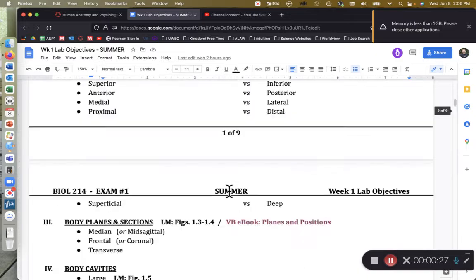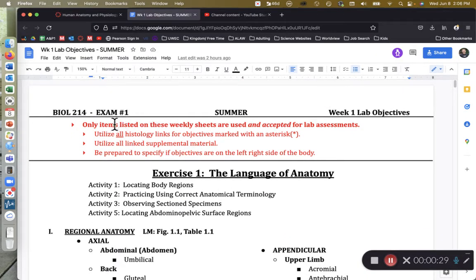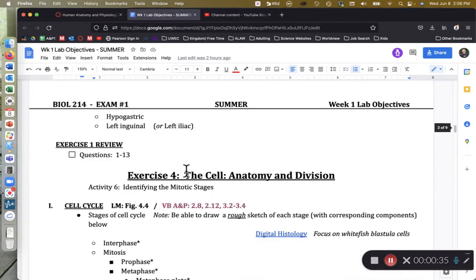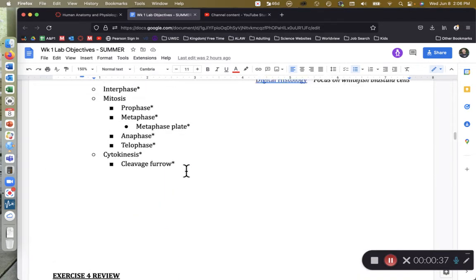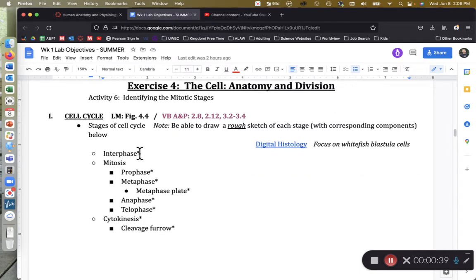I know at the very top of your lab objective sheet it says, utilize all histology links for all objectives marked with an asterisk. Well, this is the first time this semester in this class we're going to see these asterisks. So you need to be able to recognize what these things are on a photomicrograph. To give you an idea, you can check your lab manual. Figure 4.4 in your lab manual does a great job of that.